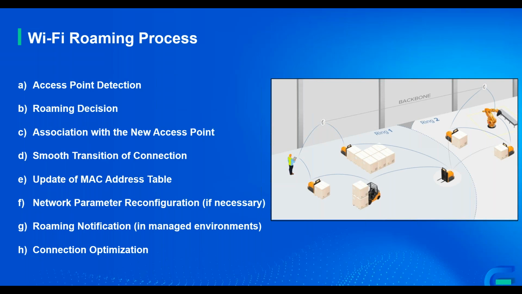The next step is the roaming notification. This only happens in managed environments. So let's say in centrally managed networks, roaming notifications are sent to a wireless network controller, or all the access points that are located inside a cluster or so on can be notified that a roaming has occurred. The last step is the connection optimization. The device seeks to optimize its connection to the new access point for efficient data transmission.